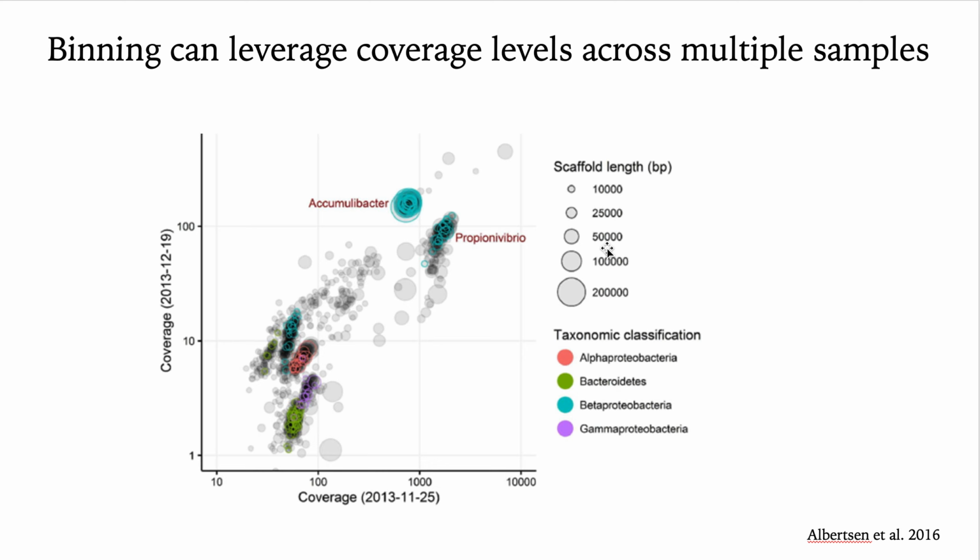You can also leverage different coverage levels across multiple samples if you have that. And there are some binning programs that can take multiple samples and use that information. So for example, if you have some contigs that have coverage of 1,000 in one sample and coverage of 100 in another sample, that proportion should be the same. If it's representing the same organism, it should be the same for all of your samples. And so then you can group those contigs together as likely similar organisms or populations.